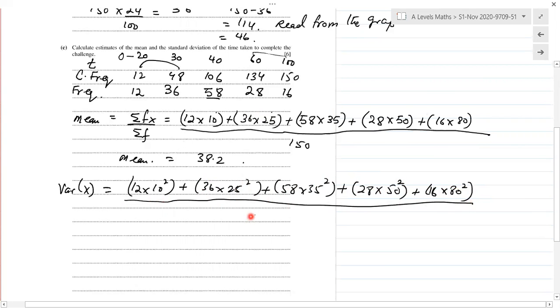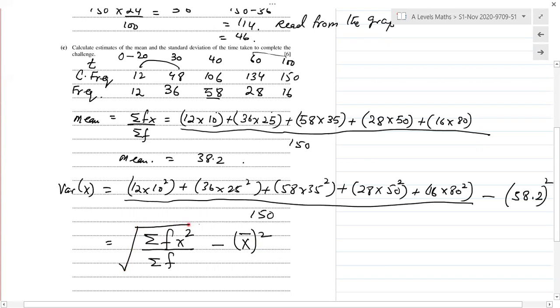dividing the whole thing by 150 total frequency, and then subtracting the mean squared, 38.2 mean squared, from this. So basically it's sigma f x squared upon sigma f minus the mean squared. So it's sigma f x squared over sigma f minus x bar, which is the mean squared. That gives you the variance. And then once you have the variance, you take the square root of the variance and you get the standard deviation.